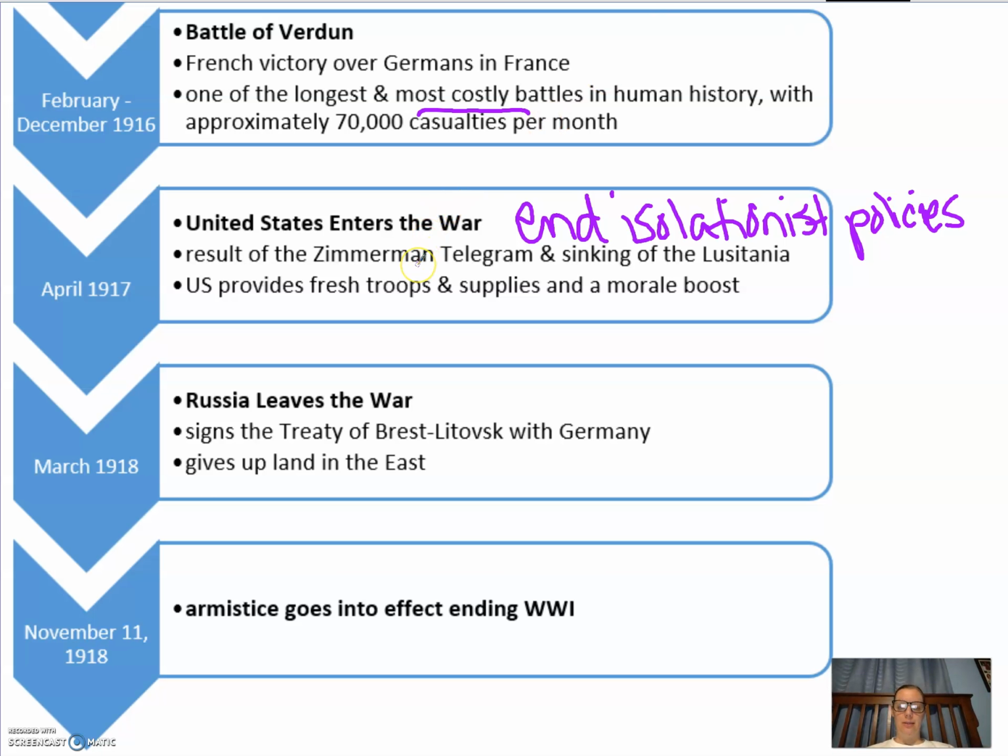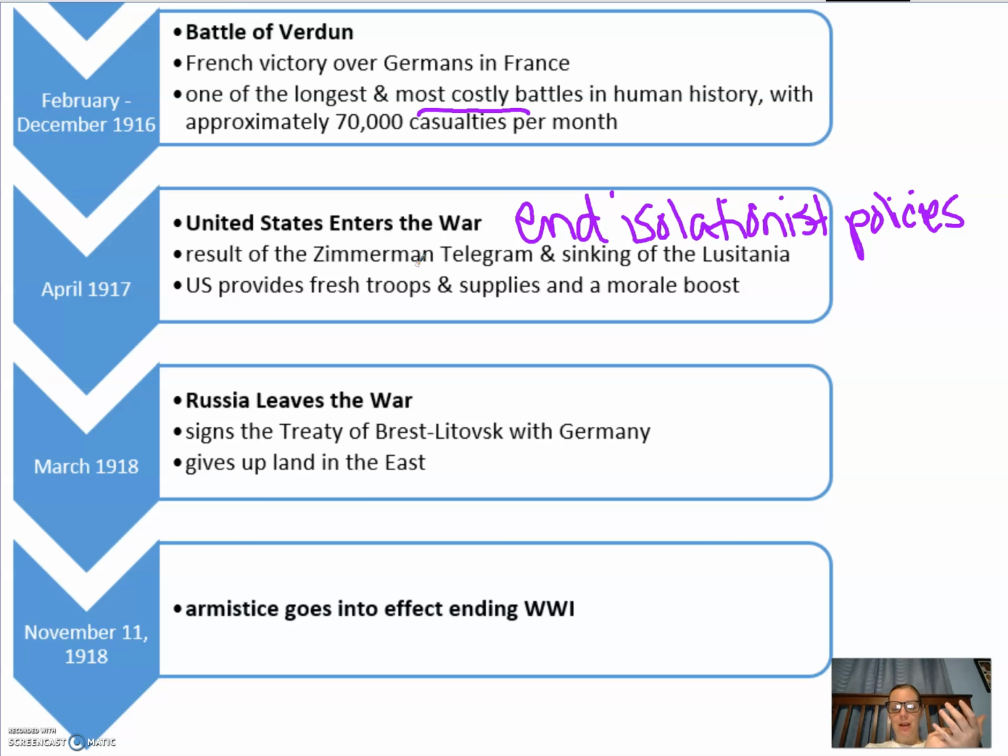And the other one is the Zimmermann telegram. So the Zimmermann telegram was a message sent from Germany to Mexico. And it was asking Mexico to involve themselves in the war, not by sending troops to Germany, but by attacking the United States. And the thought process was that if the Germans would attack the United States, then the United States would be busy fighting the Mexicans in Texas and Arizona and New Mexico, instead of being able to support the British and the French in Europe.